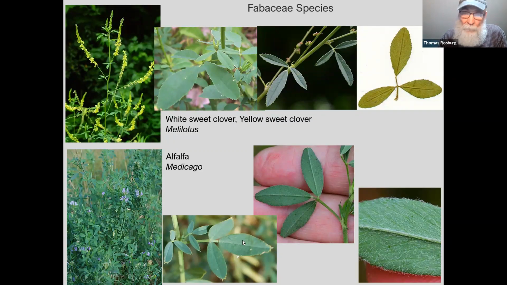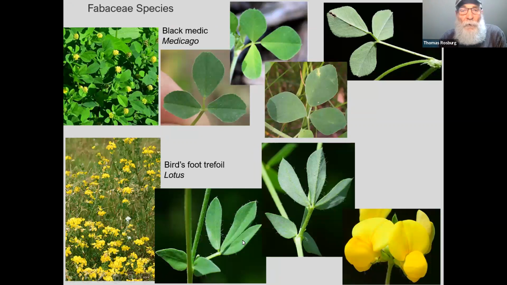All right, next one. Two more Fabaceae. Now, these two are pretty important from the standpoint of prairie management. Black medic, which is Medicago lupulina, and bird's foot trefoil, which is Lotus corniculatus. Both of these are pretty different, of course, when you're looking at the leaves here.